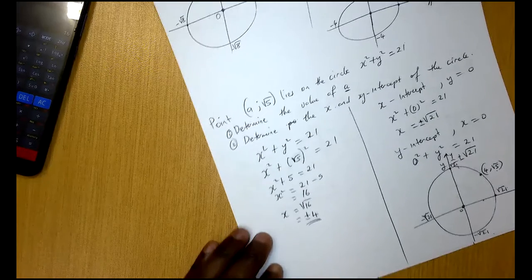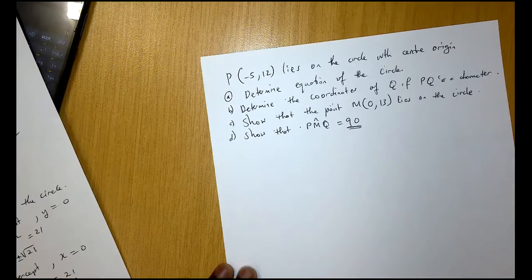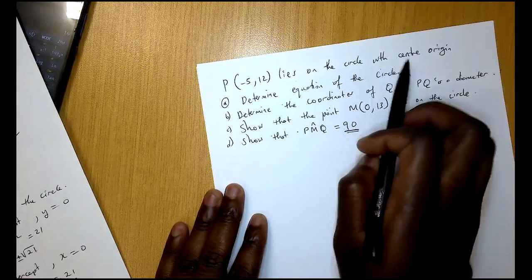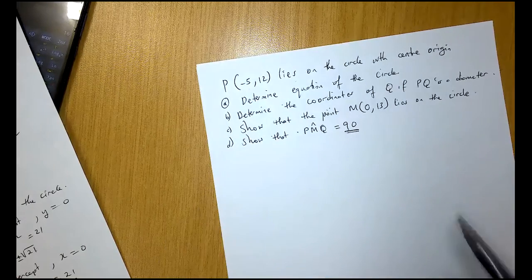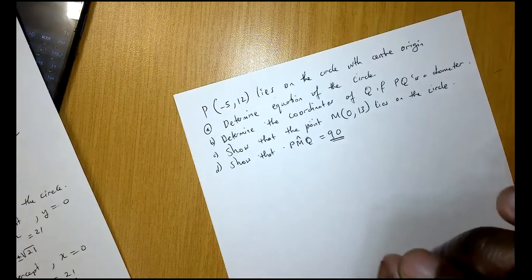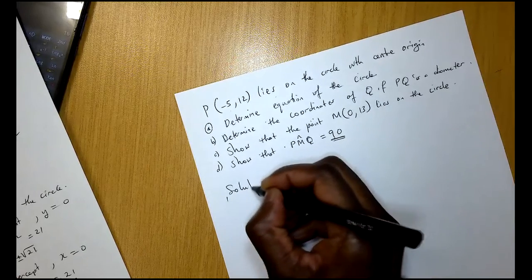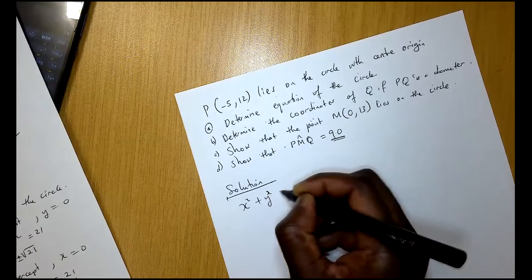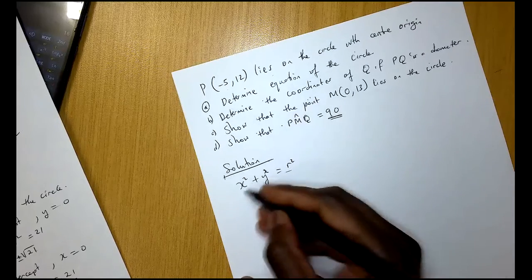Okay. Let us see if we can get another example. Here we are told that P, negative 5 and 12, lies on the circle with center origin. The first question is saying determine the equation of the circle. We know how to determine the equation of the circle: we just need to calculate r squared, because we know that x squared plus y squared must give us r squared.